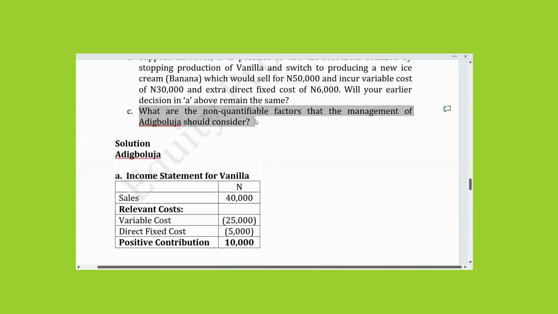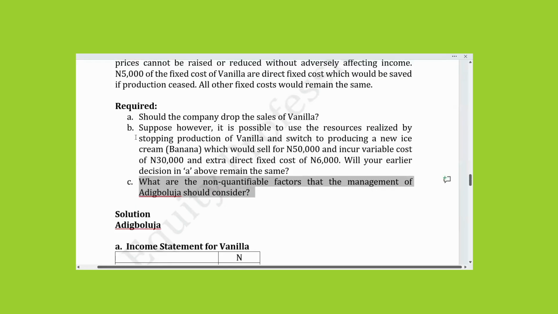All right. So if this number C requirement is not there, as you are advising in this B part, you have to consider all the qualitative factors, but the examiner has given it to you as part of the requirement.